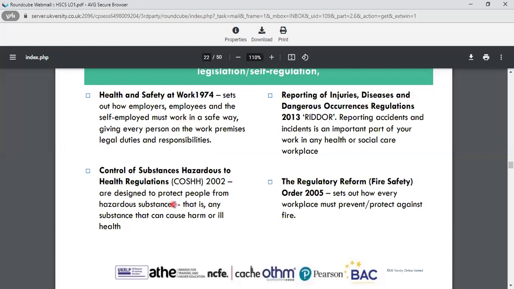Then you have the Control of Substances Hazardous to Health Regulations, 2002. This is for hazardous substances. So if there's any harm or ill health caused because of them, that has to be regulated.